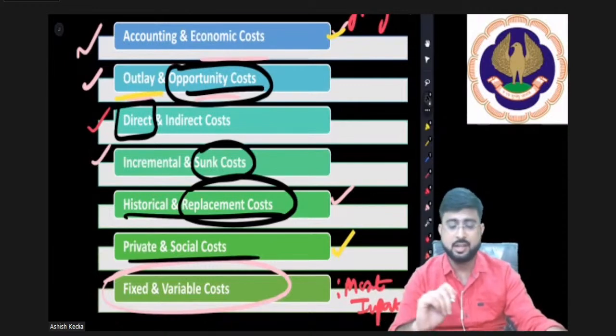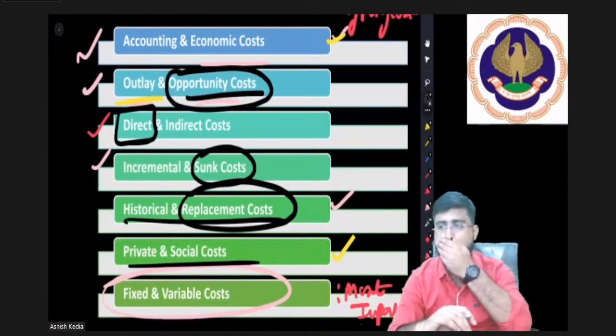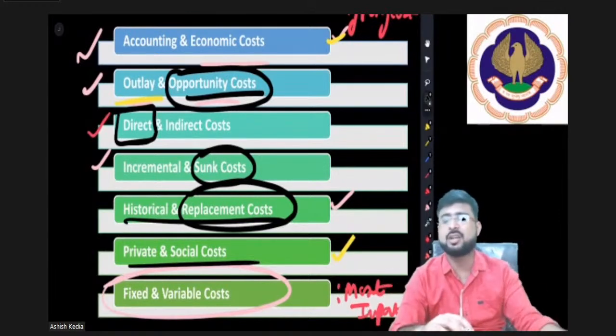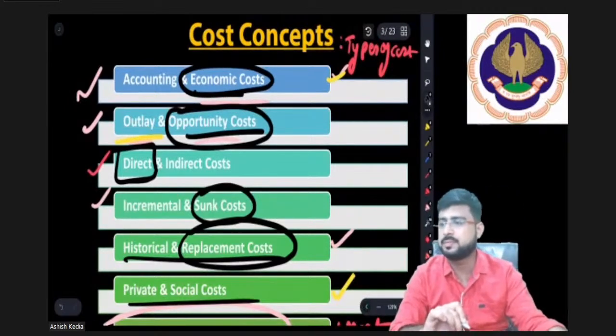Yes, great. Implicit plus explicit cost. Come on everybody. Implicit plus explicit cost is called what? My dear friends, it's called economic cost. Very good.